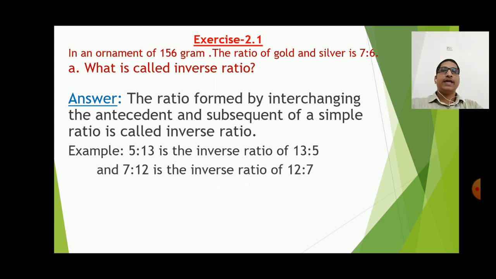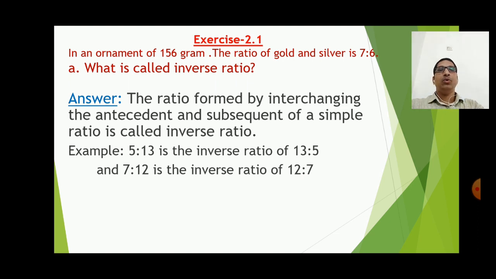Here and 7:12, this is the inverse ratio of 12:7. That means here main ratio is this one, 12:7. If we interchange these ones antecedent and subsequent, then we will get here this one. So here 7:12 will be the inverse ratio of 12:7. Okay students, I think it is very clear to you.